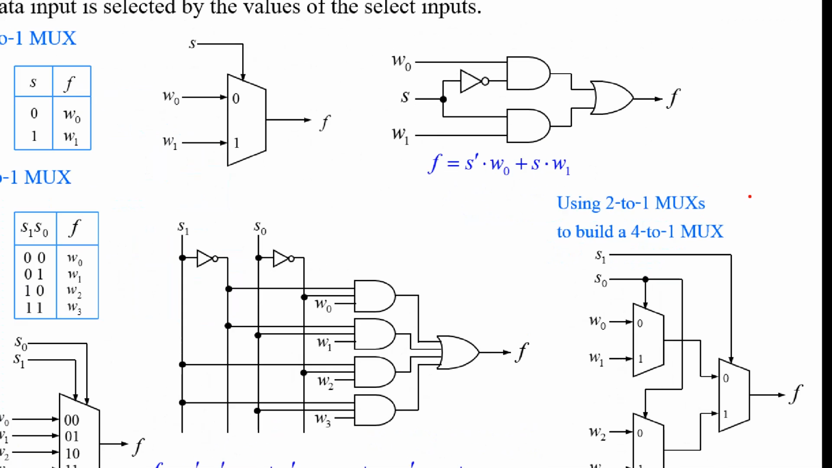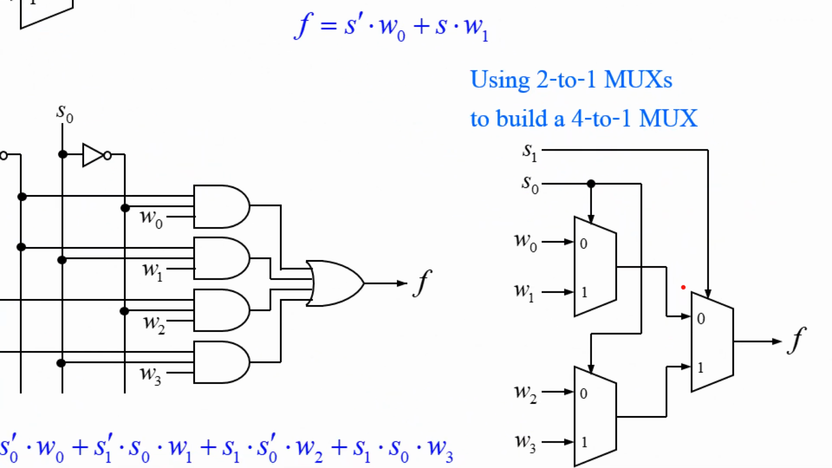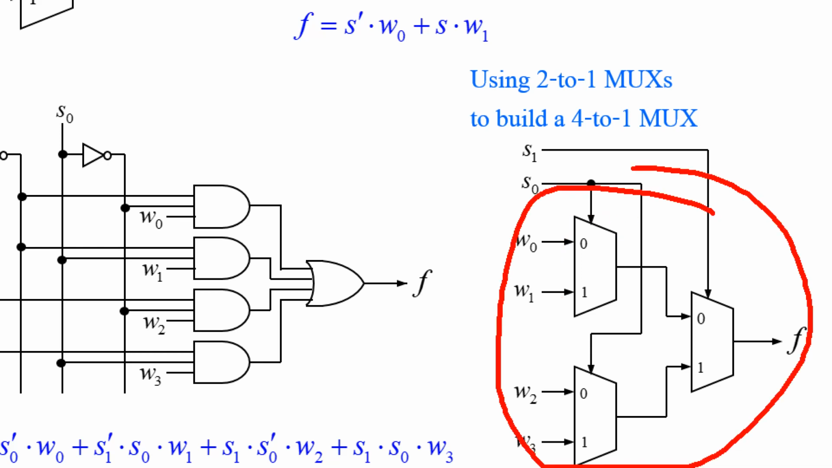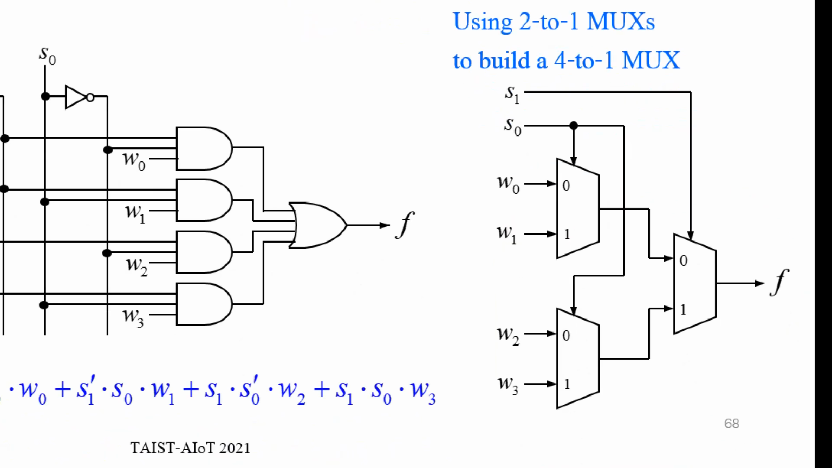And for this, I'll just show you how to use 2 to 1 multiplexers to build a 4 to 1 multiplexer. Okay, use smaller size multiplexers to implement a bigger size multiplexer like this. Namely, there are two levels of multiplexers. Each one is 2 to 1, 2 inputs, 1 output multiplexer.